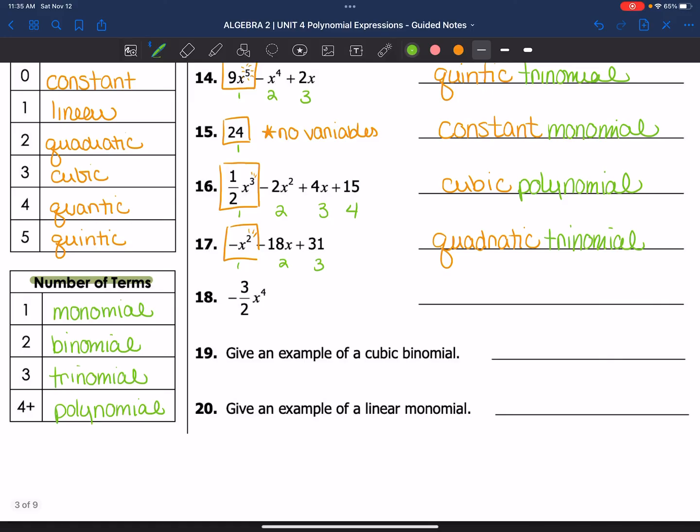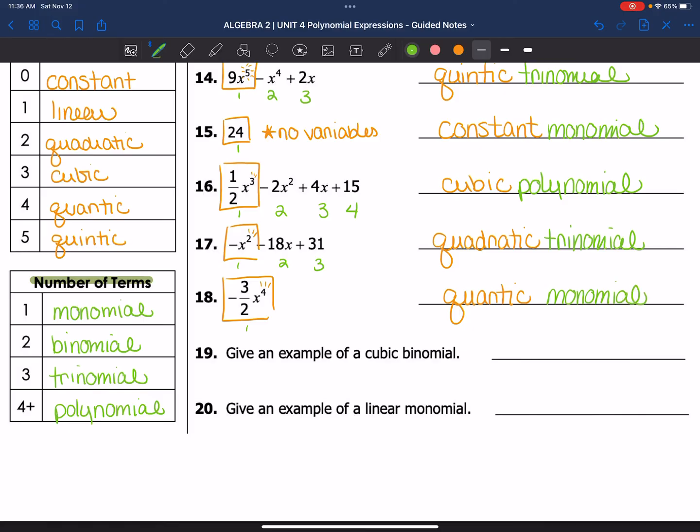18 is kind of unique here. You don't see this a whole lot. I like it. The power or the degree is 4, so it is a quartic. And there is just the 1 term, so it is a monomial.